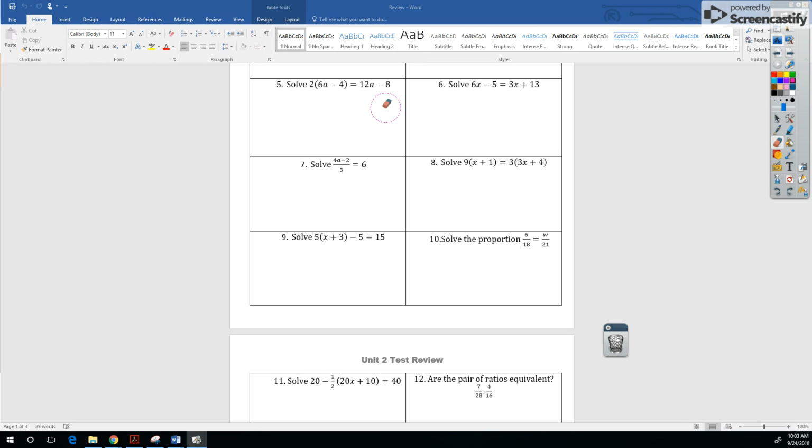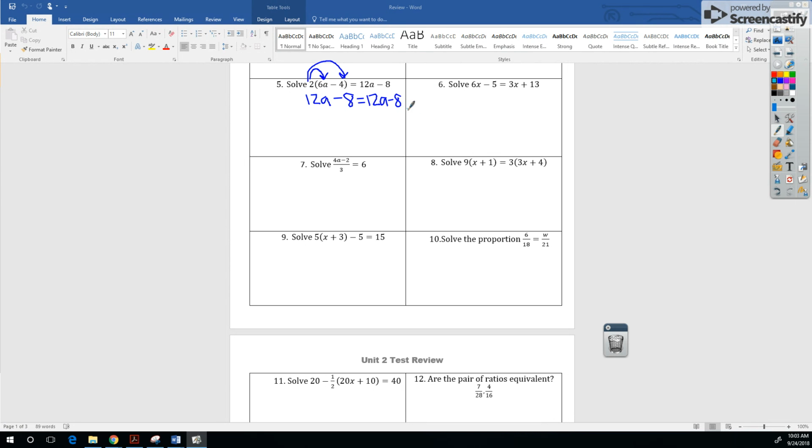So let me start again on number 5. So again, variables on both sides. I see 2 times 6a gives me 12a, and 2 times negative 4 gives me negative 8. And look at what I see. The same exact thing is on both sides, same expression.